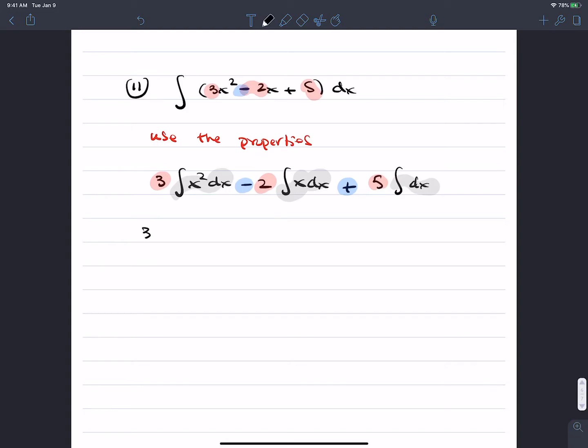So I have 3 now. What's this? Can you guys do these in your head now after last week, or last time and this time? So what do I write down? What's 2 plus 1? X to the third over 3. You use the power rule. Minus 2 times, what's this one? X squared over 2. Take the 1 power, add 1, and it's 2. Then divide by the same number. And this is plus 5 what? X.